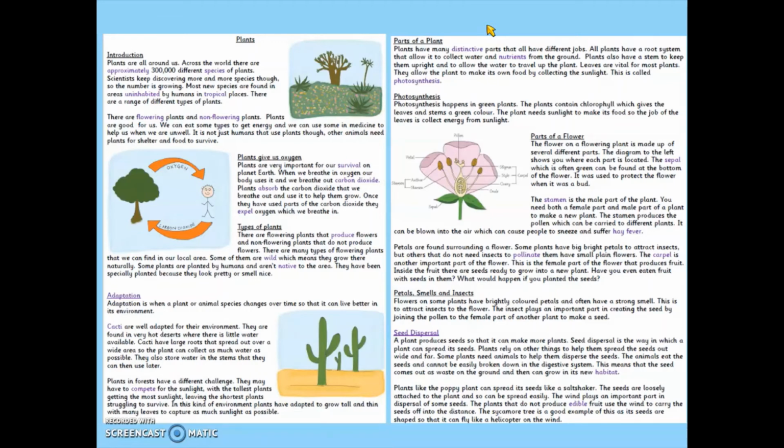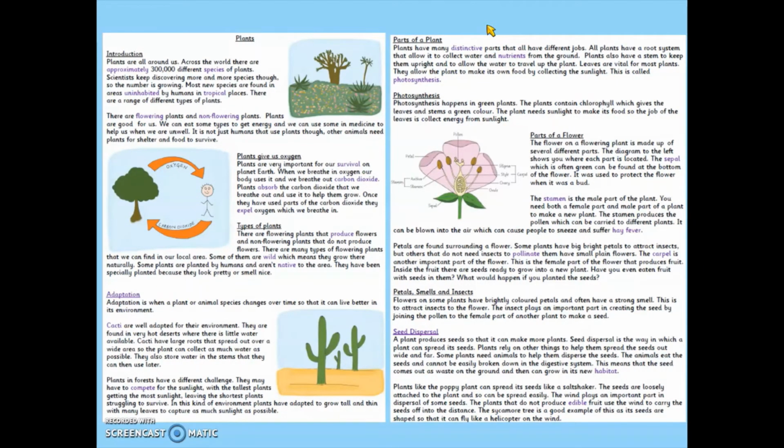Leaves are vital for most plants. They allow the plant to make its own food by collecting the sunlight. This is called photosynthesis. Photosynthesis. Photosynthesis happens in green plants. The plants contain chlorophyll, which gives the leaves and stems a green colour. The plant needs sunlight to make its food, so the job of the leaves is to collect energy from sunlight.